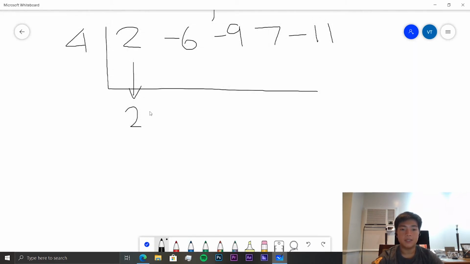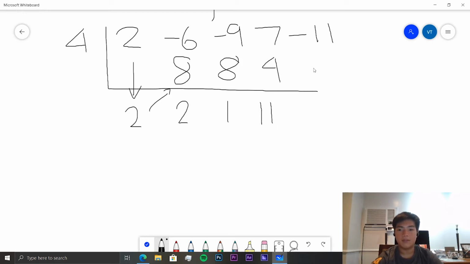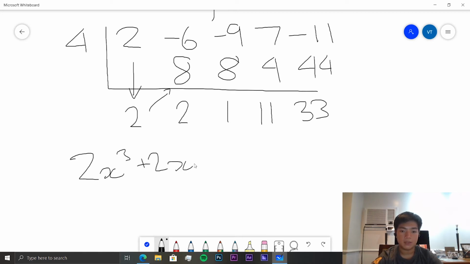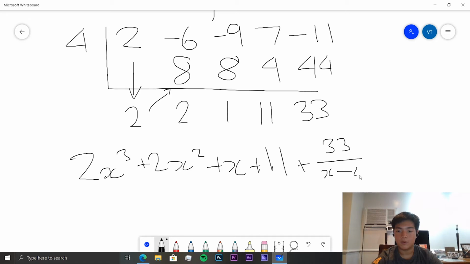Next, 4 times 2 is equal to 8. Negative 6 plus 8 is 2. 4 times 2 is 8. Negative 9 plus 8 is 1. 4 times 1 is 4. 7 plus 4 is 11. 4 times 11 is 44. And negative 11 plus 44 is 33. So our resultant polynomial should be 2x cubed plus 2x squared plus x plus 11 plus 33 over x minus 4.